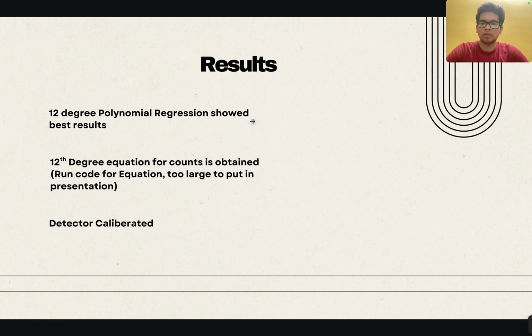Okay, so for the result of my project, we saw that a 12th degree polynomial regression showed the best results compared to the three models which we trained. We also obtained a 12th degree polynomial equation, which gives us the counts of scintillator detectors as a function of its input parameters. I will show the equation now, and as such the main objective, which was the calibration of the detector, is also completed.